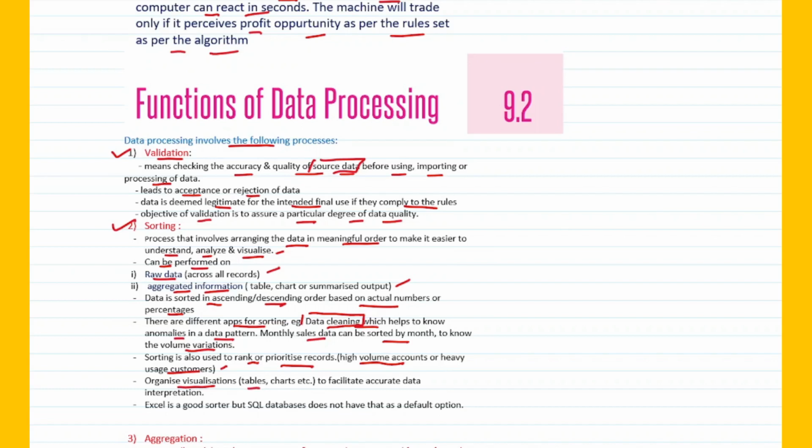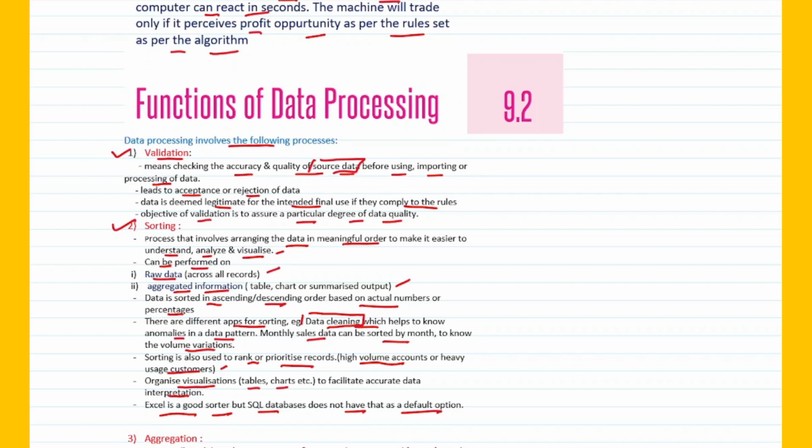Visualizations can be in the form of tables or charts, etc., to facilitate accurate data interpretation, right? Now basically you can see Excel is a good sorter. So generally whatever is being sorted is more often than not done through Excel only, but SQL databases do not have that as a default option. So if you are using a SQL database, then you need to program it accordingly. So that is what sorting is all about.